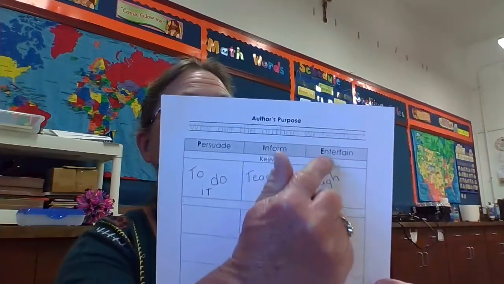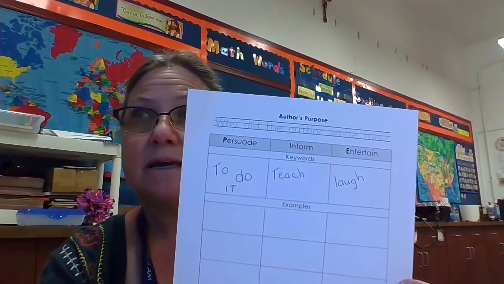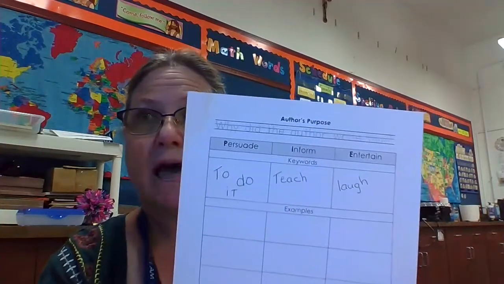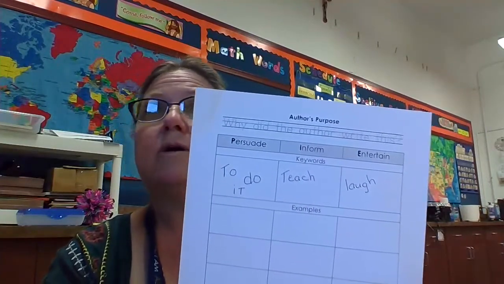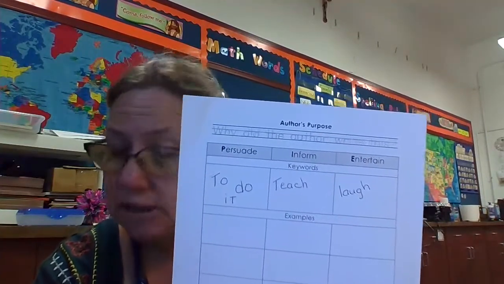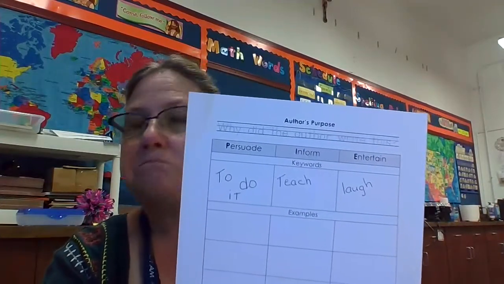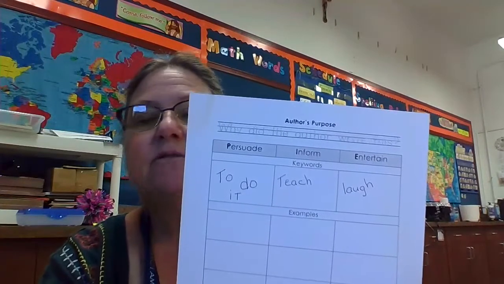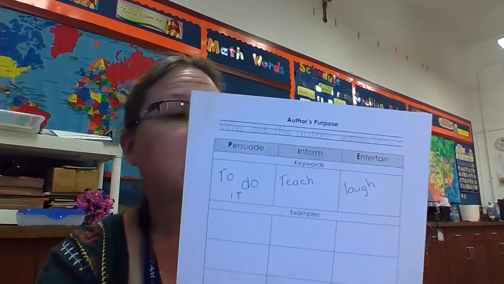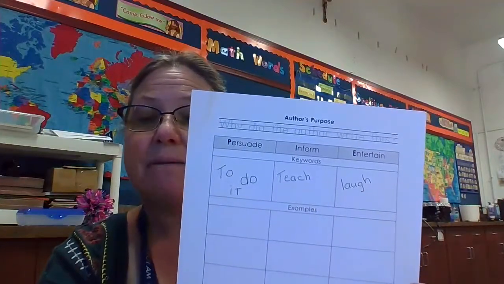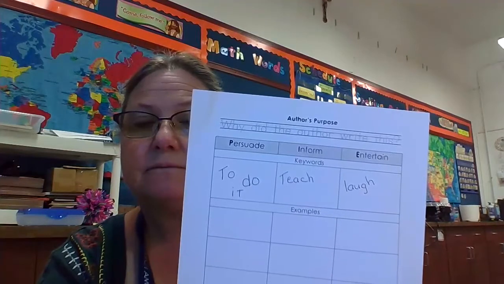Okay, the next one says entertain. That's my E. Entertain means to make you laugh, like the Henry and Mudge story, or the pigeon gets on the bus story. Something that we read. AJ makes us laugh. Entertain makes us laugh. So I want you to write laugh in that box. So pause and go on and write the word laugh.